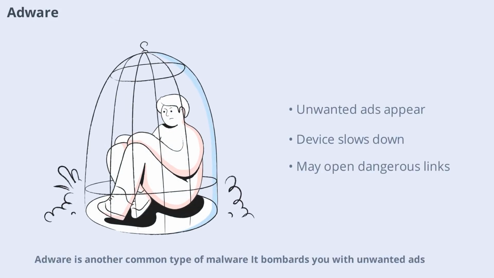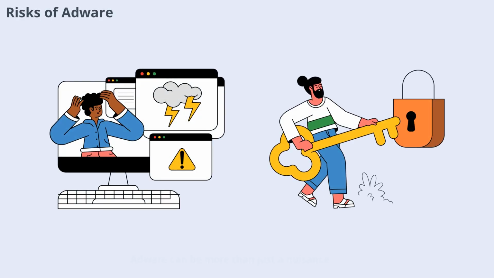Adware is another common type of malware. It bombards you with unwanted ads, making your device slow and sometimes even opening dangerous links. While some adware is just annoying, others can redirect you to malicious websites or install more harmful software. If you notice a sudden increase in pop-up ads or your device running slower than usual, adware might be the culprit.